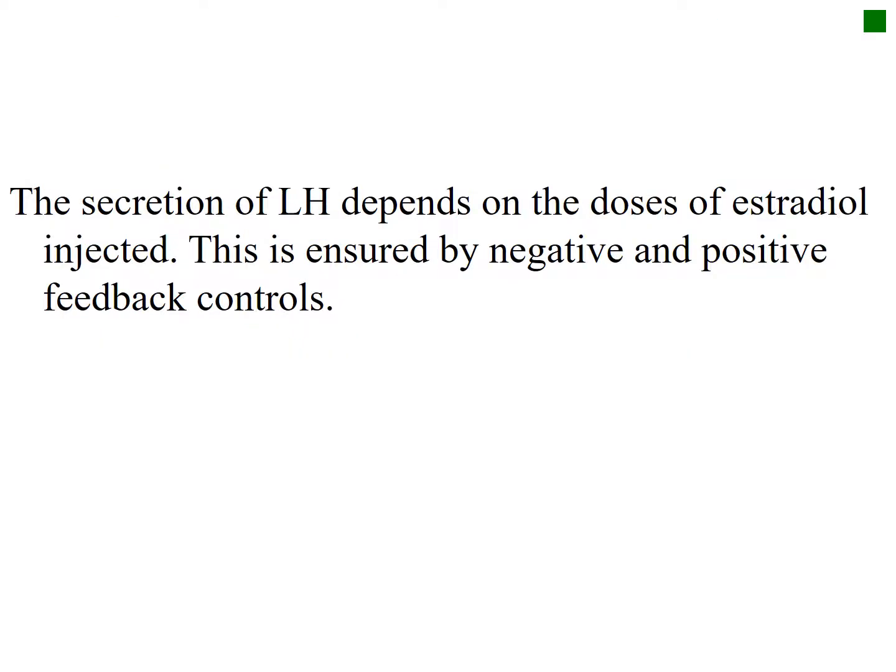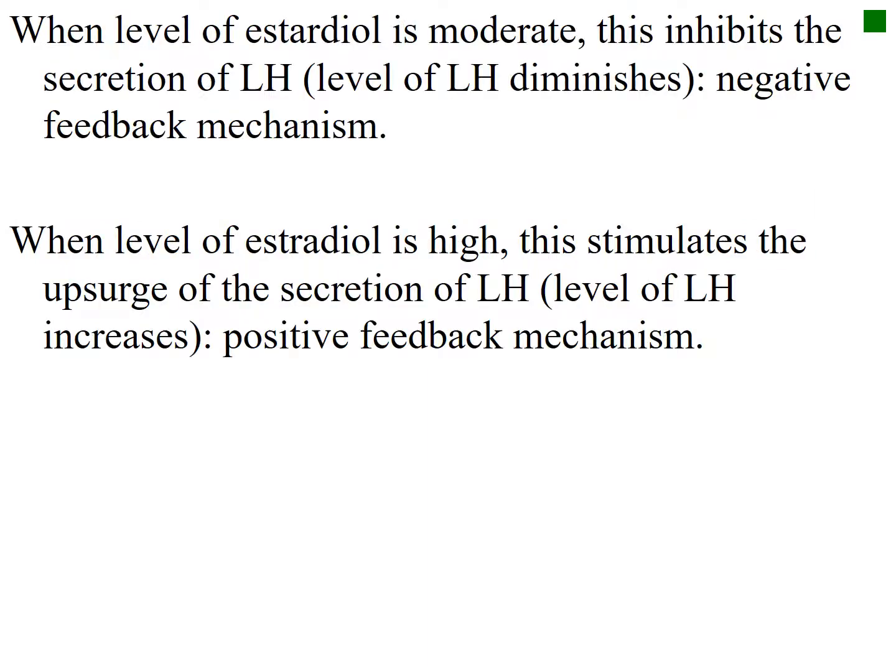The secretion of LH depends on the doses of estradiol injected. This is ensured by negative and positive feedbacks. When the level of estradiol is moderate, this inhibits the secretion of LH, luteinizing hormone. This is called negative feedback. While when the level of estradiol is high, it stimulates the upsurge of the secretion of LH. The level of LH increases. This is called a positive feedback mechanism.